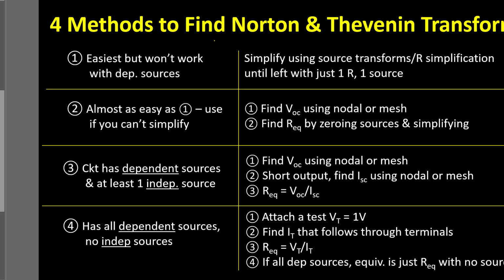The last method we'll discuss is the most complex of them all. You'll only use this method if you have no independent sources in your circuit at all. They're all dependent. If all your sources are dependent sources with no independent sources, there is nothing at all to kick that circuit into action. In other words, 0 volts is a perfectly valid solution for this, no matter how complicated you make your circuit. Because if everything is 0 volts and 0 amps, there's nothing to make these sources do anything different.